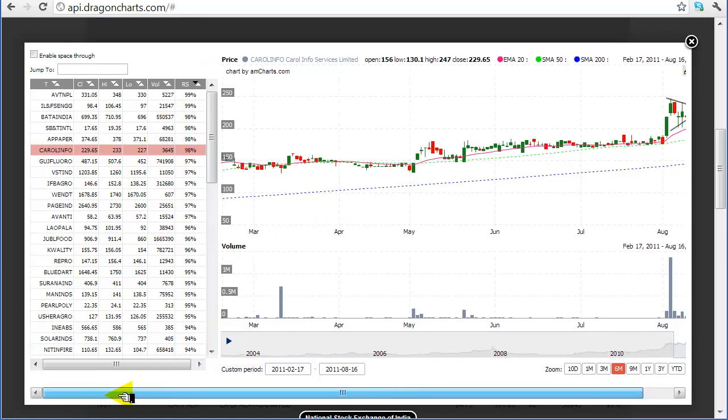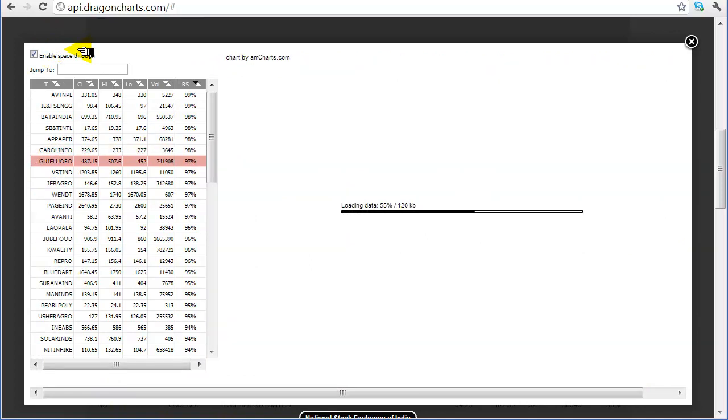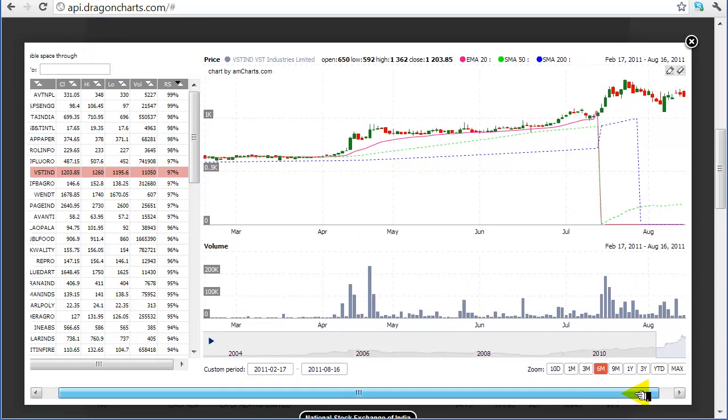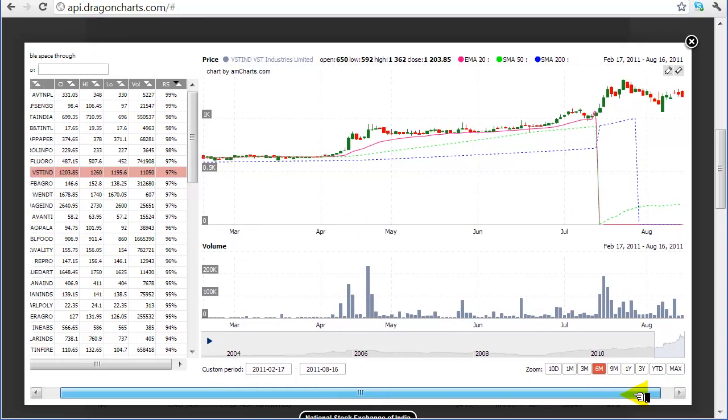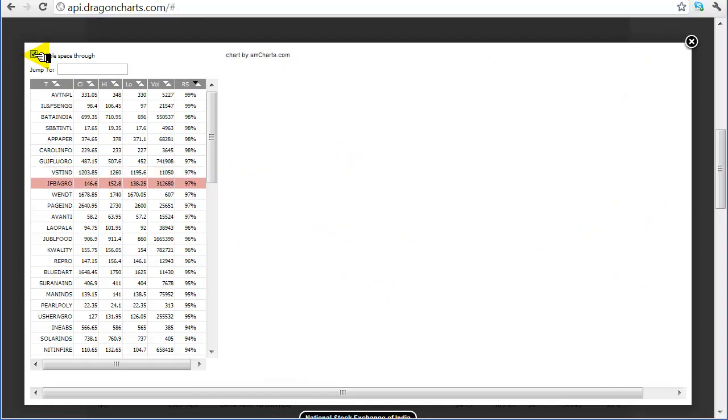Now if we want to, we can actually hit this button called Enable Space Through, and this will enable us to just hit our space bar and quickly go through and look at each stock. We don't have to keep clicking on the ticker name. We just keep hitting the space. But if you make any changes to the chart, such as drawing trend lines and so forth, because it is a flash-based charting system, you just hit this button again, Enable Space Through, and then you can go through and look at more charts.